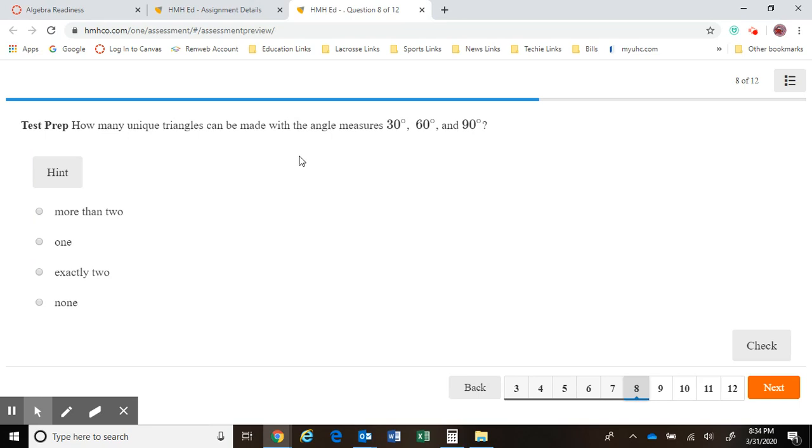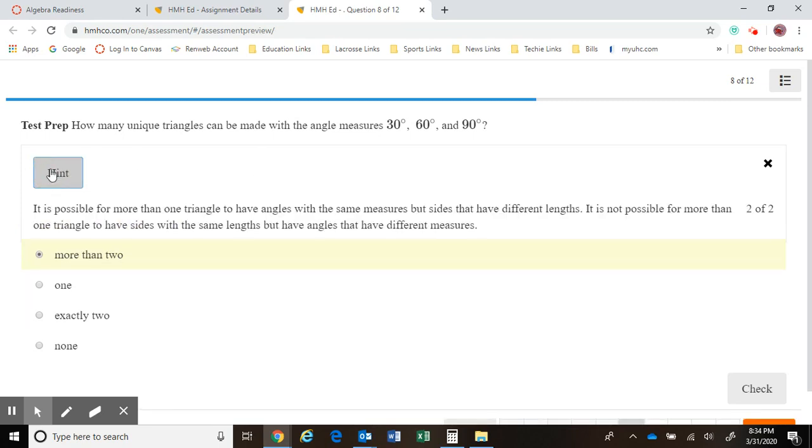And if you want to look back at my previous designs, I'll put the link in for you for the GeoGebra link where you could change the angles on those triangles. And if you just change the angles, you're going to make different side lengths, you're going to make different triangles. So you can make more than 2 different triangles. Of course, you can look at the hints here. And you can read that. If it's possible for more than one triangle to have angles the same measures but sides have different lengths, then it's not possible for more than one triangle to have sides with the same lengths but have angles have different measures. Well, you can make more than 2.